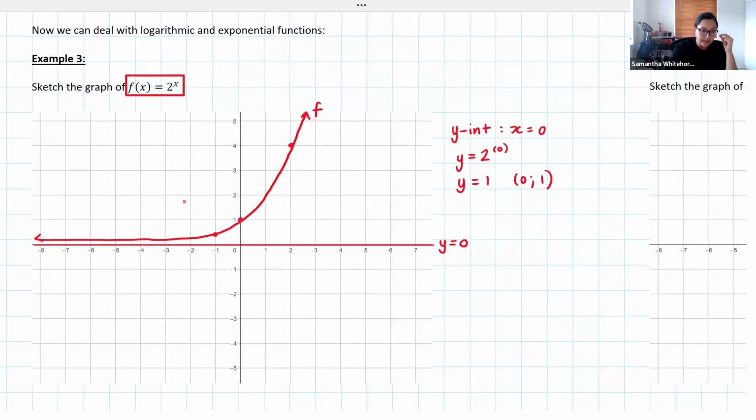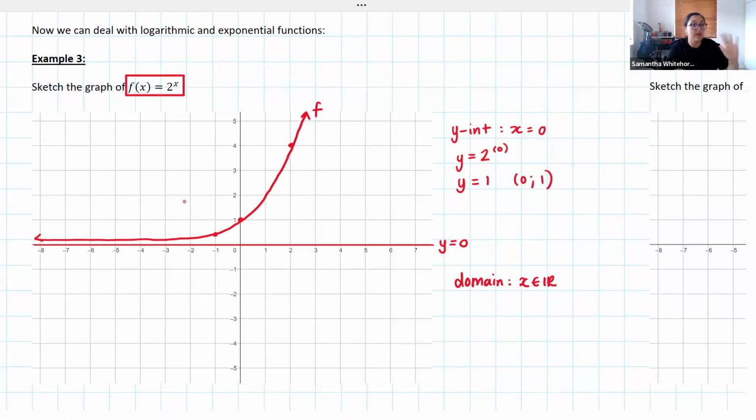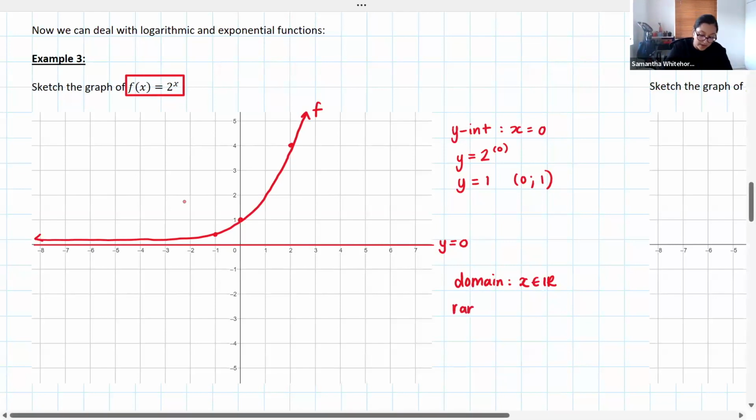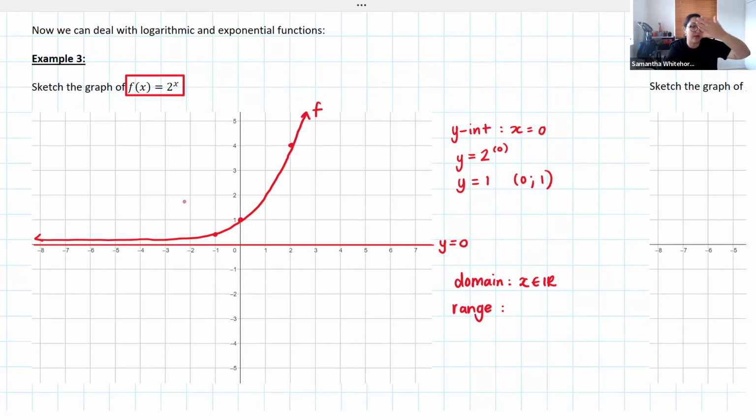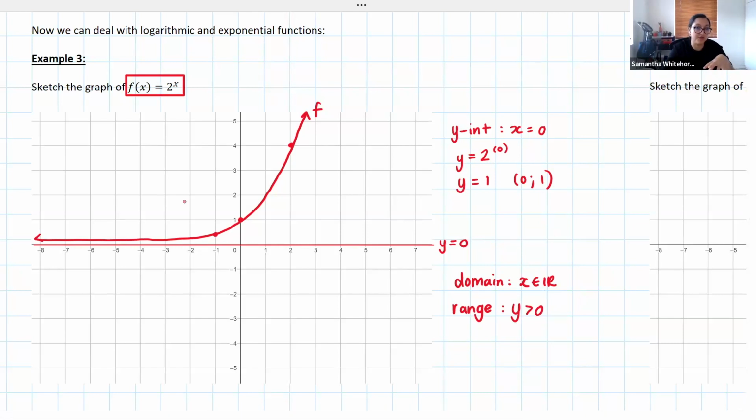Just as a quick reminder here, the domain of your exponential function is x element real, because as you can see, it extends all the way to negative infinity, all the way up to positive infinity. Your range of your exponential function is from your asymptote up. If the coefficient was negative, it would now be underneath your asymptote, so asymptote down, but the range here would be y greater than 0. It relates directly to the asymptote. Okay, so that's our domain and range of this exponential function.